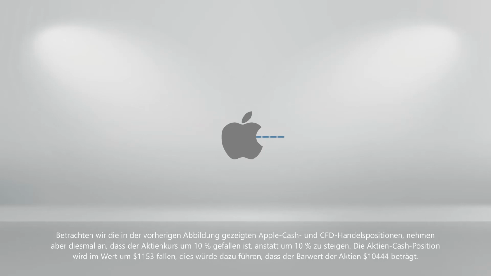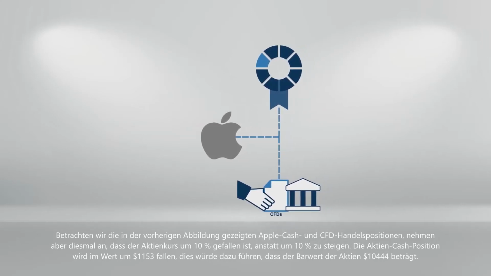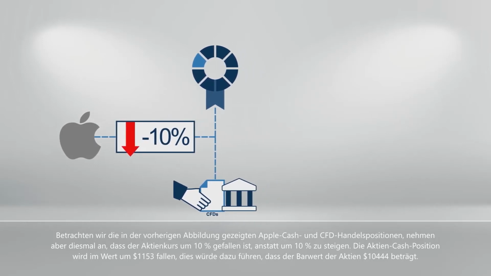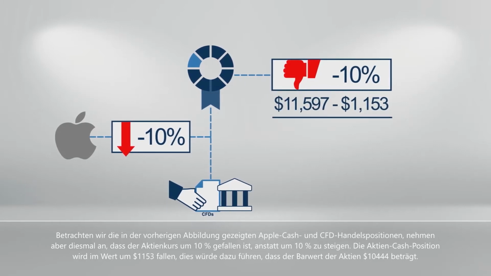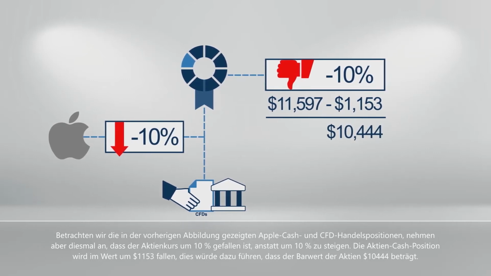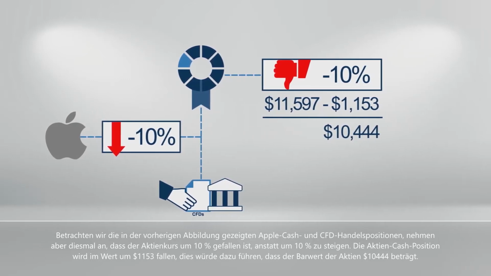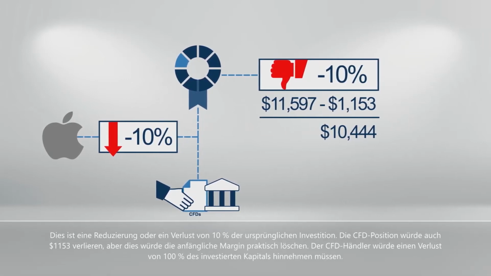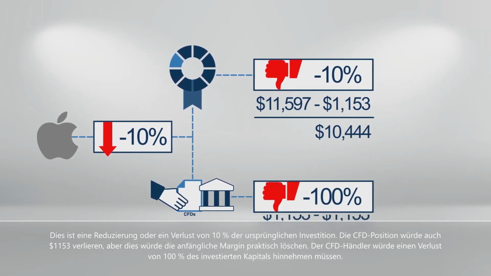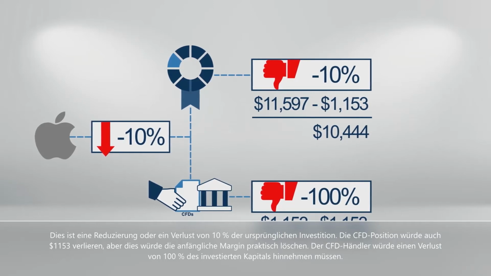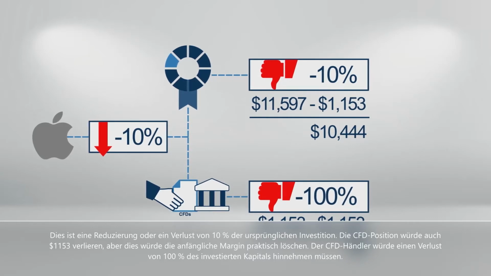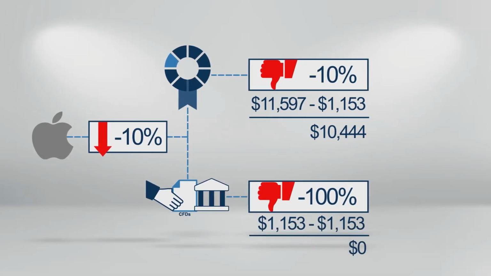Let us consider the Apple cash and CFD trades shown in the previous illustration, but this time assume that the share price has fallen by 10% rather than risen by 10%. The equity cash position will fall in value by $1,153. This would result in the cash value of the shares being $10,444. This is a reduction or loss of 10% from the original investment. The CFD position would also lose $1,153, but this would virtually wipe out the initial margin. The CFD trader would be looking at a 100% loss of capital invested.